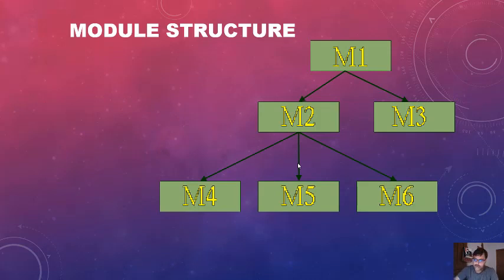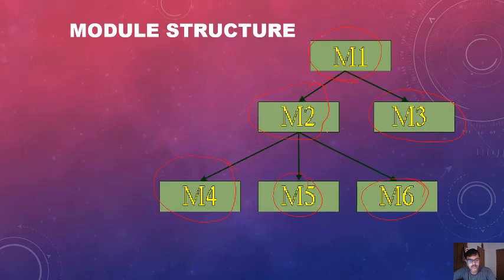This is the module structure. Here module M1 is the primary module. This module controls these two modules, and the M2 module controls these three modules. So this is the hierarchical structure of the modules. So first, this is the module structure. That means you have to divide all the modules clearly, along with the relationships between the modules. This is the high level design.